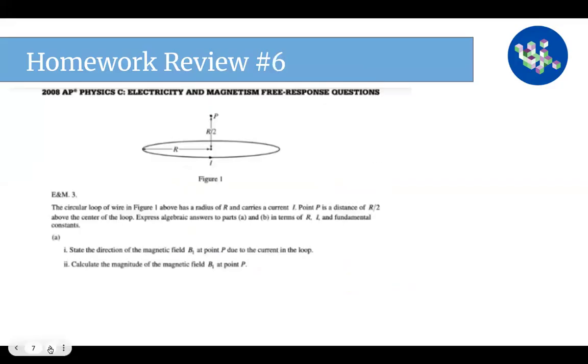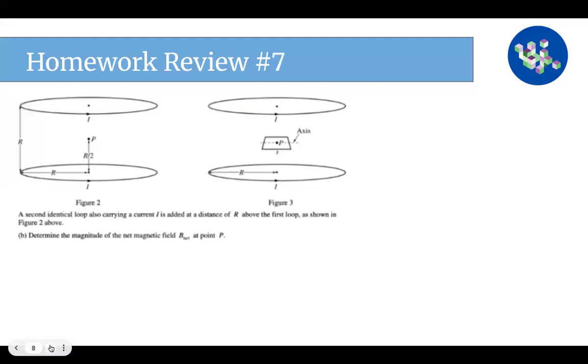This problem is just the same as the first problem we did, so we can skip over this. Now the magnitude of the net magnetic field at point P. For this problem, notice that I have two wire loops. If I want to draw the magnetic field at the point P over here, I first look at the magnetic field due to the top wire.